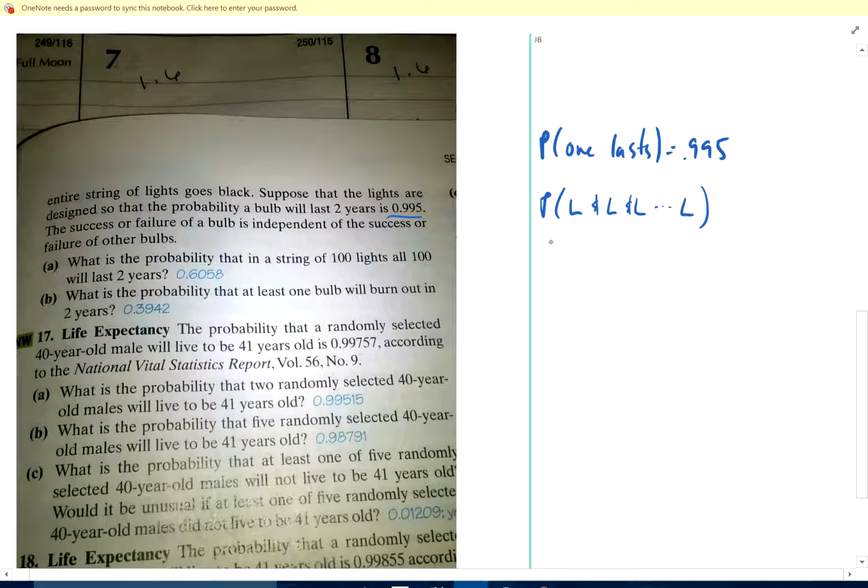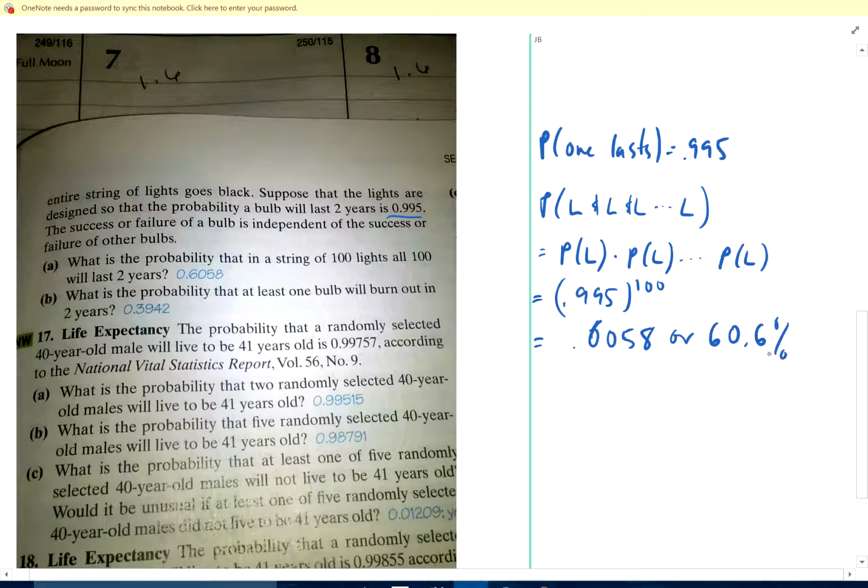So we want all 100 to last. So that's the probability that it lasts times the probability that it lasts, 100 of them, which is 0.995 to the 100th power, right? And that's going to be, with my calculator on the side, 0.995 to the 100th power is 0.605605, or 60.6%. You know, let me show you how to do that on your calculator because I just realized some of you might not know that.